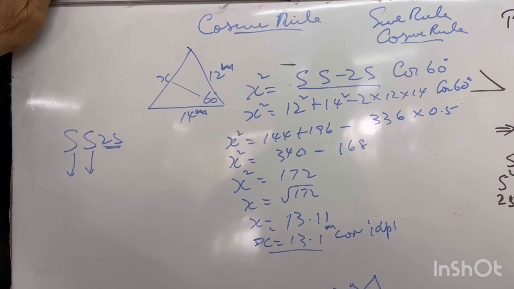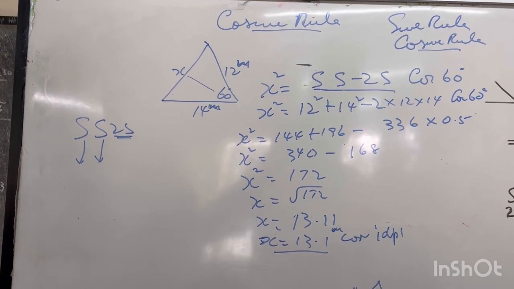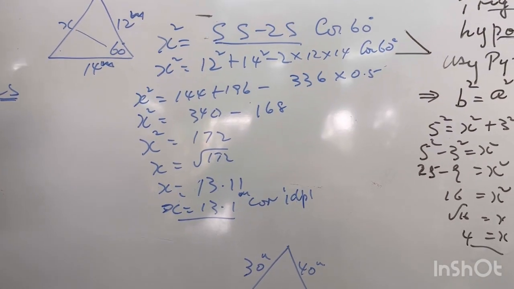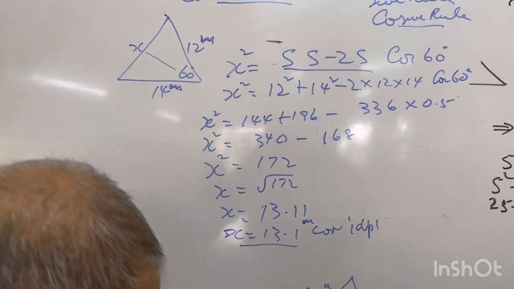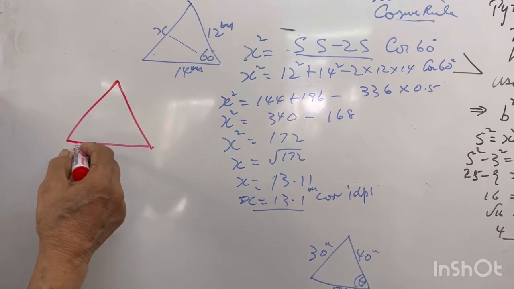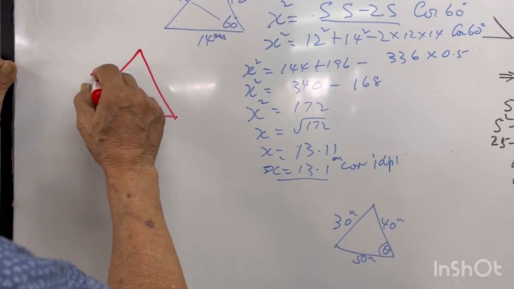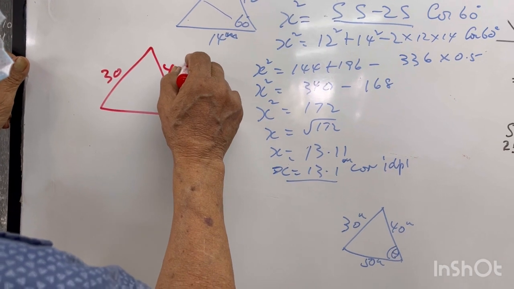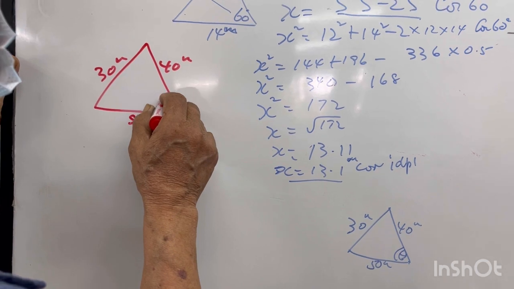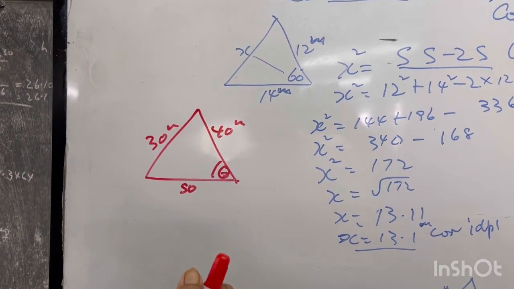Well, let's assume that we have another triangle. In this case, let's take out this here and put this here as 30, 40, and 50. And you have there theta. Let's say we had that. Question: find the angle.